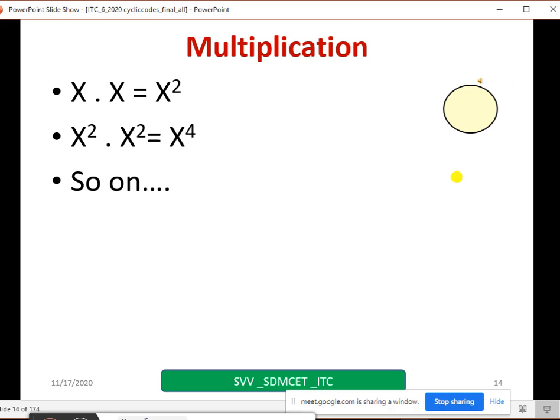Okay, this is known to you. X into x is x square. Similarly, x square into x square equals x raised to 4 and so on. Let me go to the next.